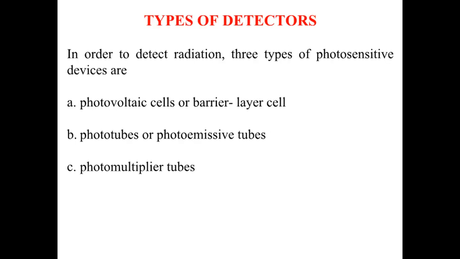In order to detect radiation, three types of photosensitive devices are present. These are photovoltaic cells or barrier layer cells, phototubes or photoemissive tubes, and photomultiplier tubes.